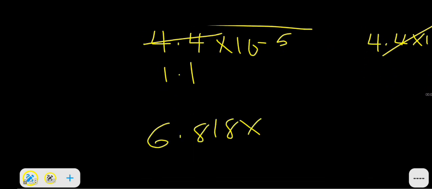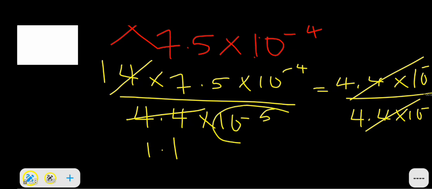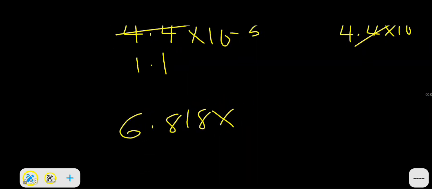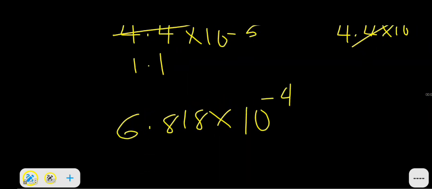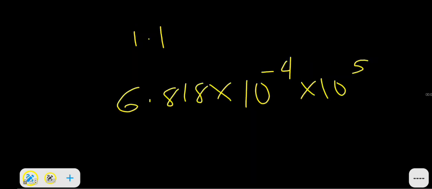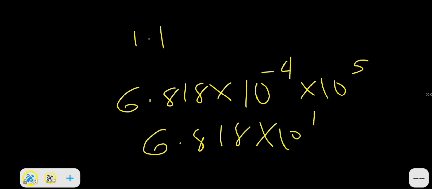So you're going to have 6.818 times, now this is 10 to the power minus 5 here. Just take it up. By the time you take it up, it's going to be 10 to the power 5. The sign will not be there again. This minus will not be there. So it will be 10 to the power minus 4 times 10 to the power 5. So use indices here. Just add the powers. Minus 4 plus 5 will give you 1, because times is plus. So you have 6.818 times 10 to the power 1, which is the same thing as 10.